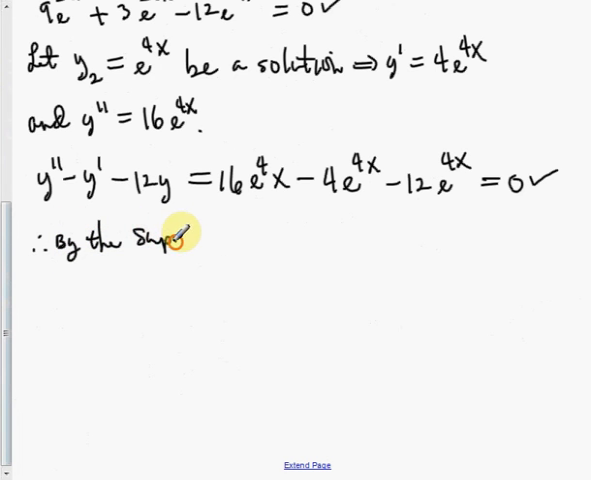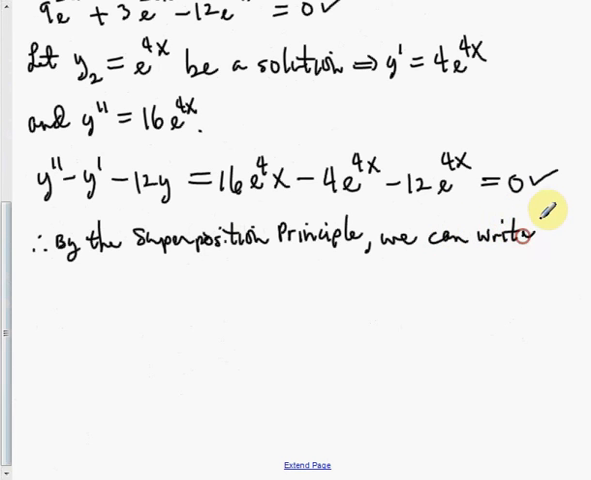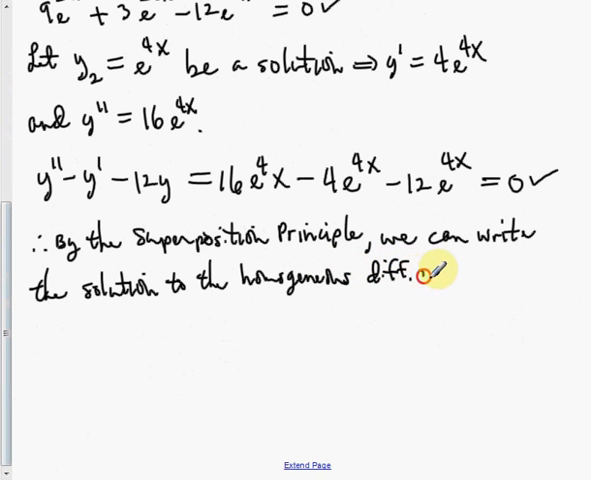by the superposition principle, we can write the solution to the homogeneous differential equation as y sub c is equal to c sub 1 times e to the negative 3x plus c sub 2 times e to the 4x.